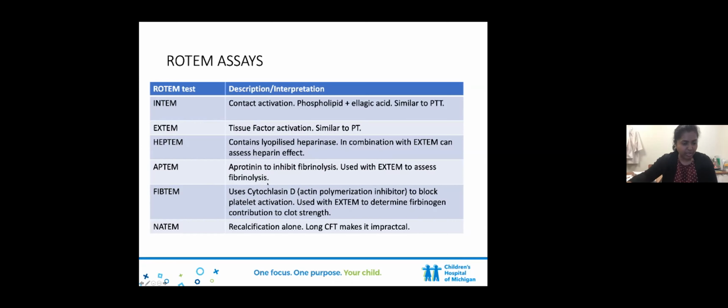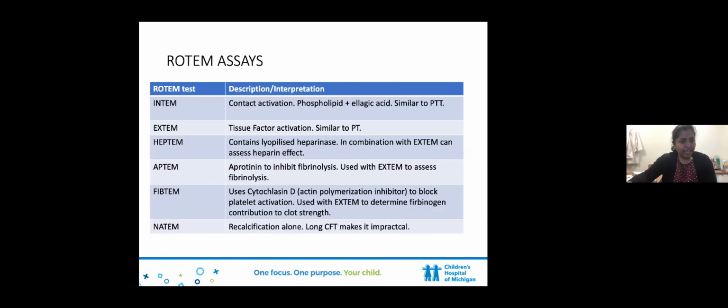used to assess fibrinolysis. FIBTEM is a measure of fibrinogen activity, where they use an actin polymerization inhibitor to block platelets so that the clot formation is directly driven by fibrinogen. NATEM refers to the one where there's no activator added and just recalcification takes place.